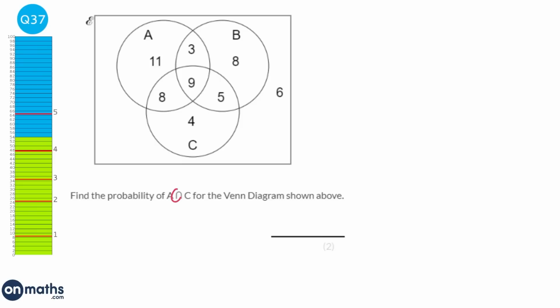So the symbol here basically means "and", and the way I remember it is if you draw that symbol and just put a line through it, you can make the word "and". So we're looking at the probability of getting something that is in A and C. So the only ones that are in A and C are this 8 and this 9 here. So we're going to just add the 8 and the 9 together, which give us 17.